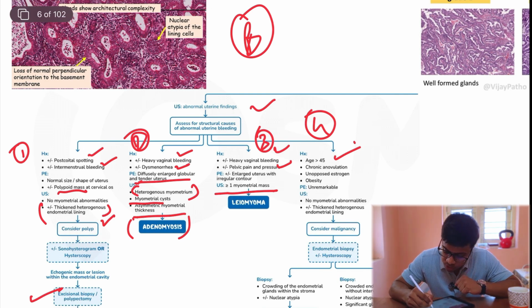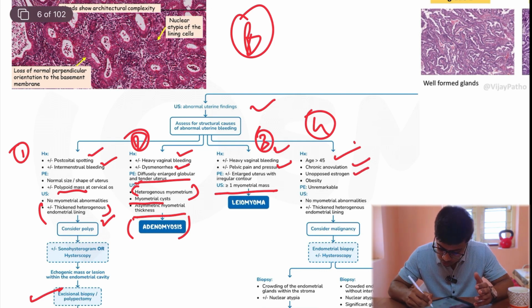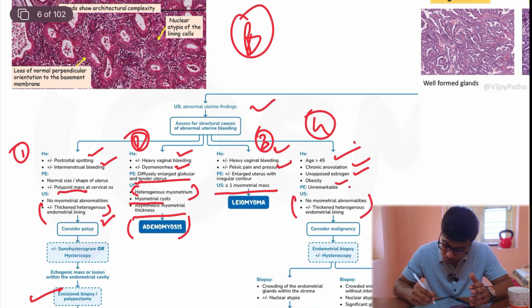If the patient is 45 or greater than 45, chronic anovulation is there, unopposed estrogen is there, high estrogen is there, obesity is there, unremarkable physical findings are there. On ultrasound, no myometrial abnormalities are shown, and a thickened heterogeneous endometrial lining. If they are mentioning the endometrial lining, then you have to go towards endometrial diagnosis, and the two diagnoses for endometrium are endometrial hyperplasia and endometrial cancer. So consider malignancy in this case.